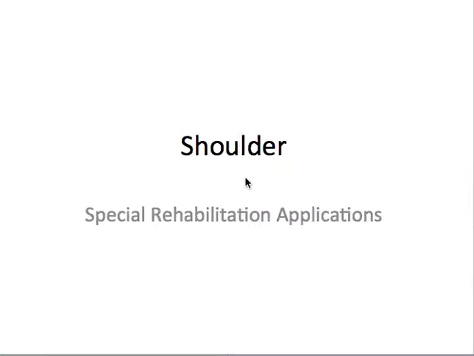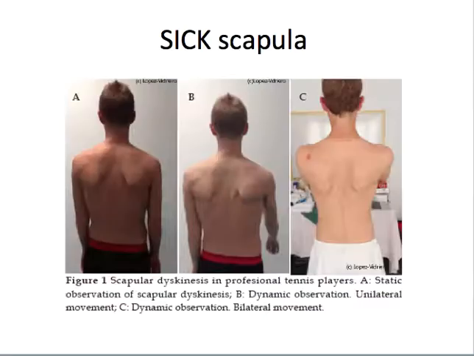This chapter will be going over special rehabilitation of conditions that were commonly seen in the shoulder. So starting off, we're going to talk about scapular dyskinesis, sometimes called SICK scapula. This stands for scapular malpositioning, which is what the S stands for, inferior medial border prominence, and then the coracoid pain and malpositioning is the C, and then the last K is for kinesis of scapular movement.